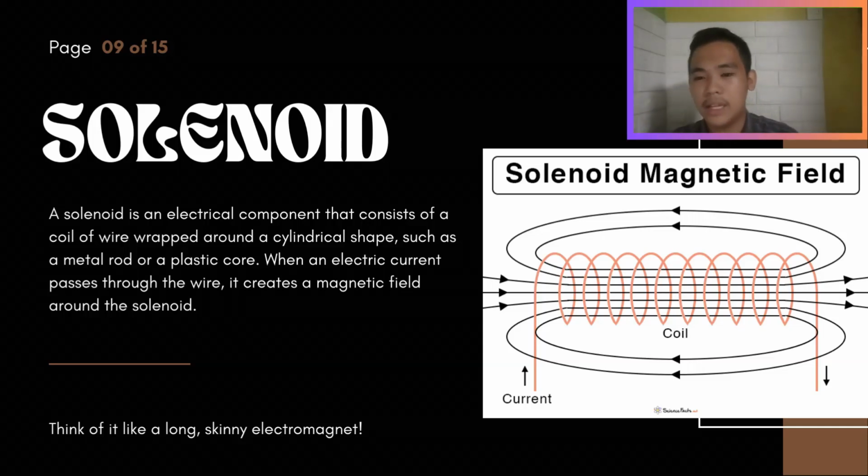Si solenoid may ginagamit na different formula pero still uses the Ampere's law. Following the Ampere's law is what I'm trying to say. This time, si solenoid naman, wala na siyang divided by 2 pi r.